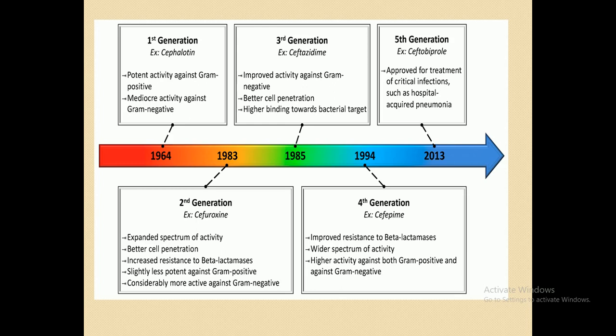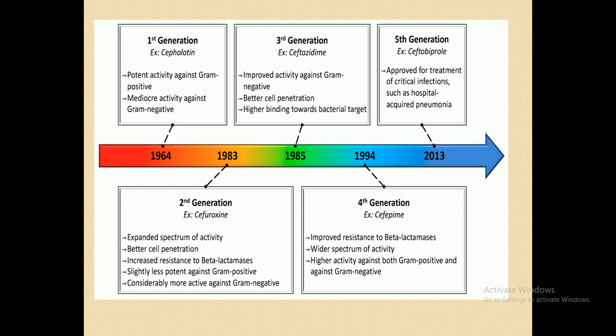These are the different classes of antibiotics which were discovered in different eras. The first generation is also called cephalothin. It has potent activity against gram-positives and moderate activity against gram-negatives.